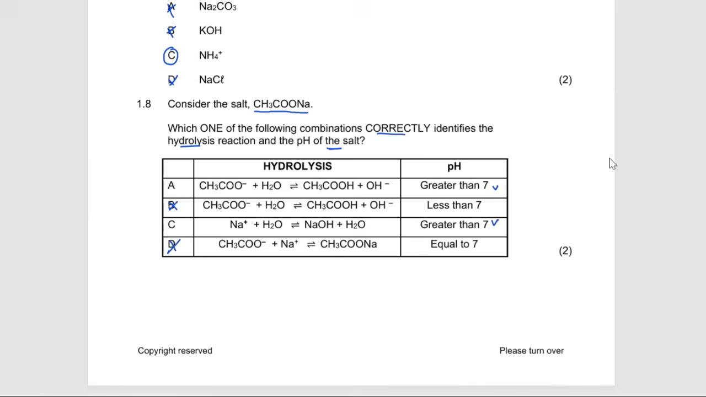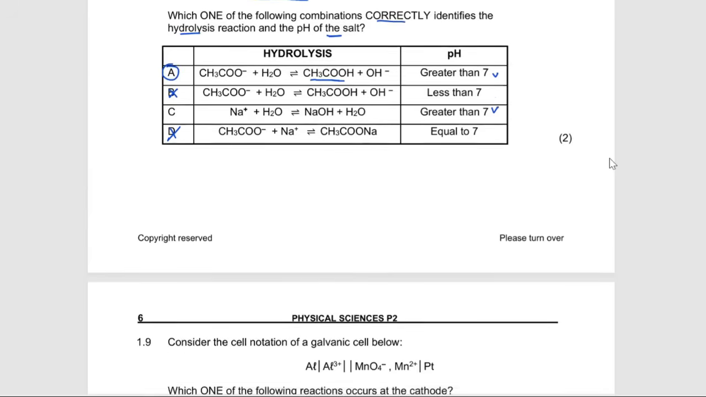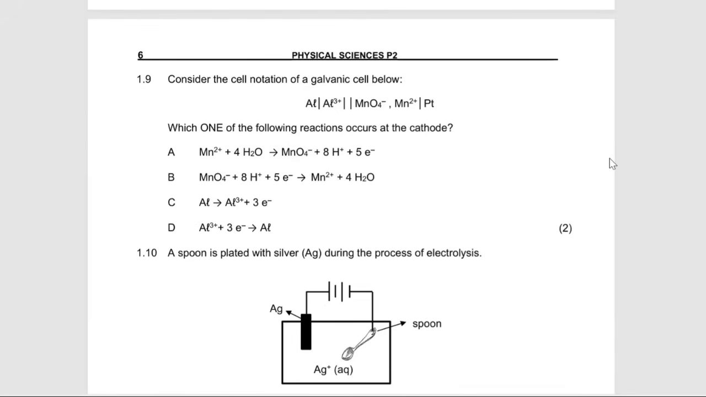Then in terms of the other part, what do we also know there? We know also that our CH3COO negative is going to formulate a product which is COOH, more of a carboxylic acid. So it means our option A is going to be the correct option there. Then moving forward, what we're looking for is 1.9. It says here, consider the cell notation of a galvanic cell below.